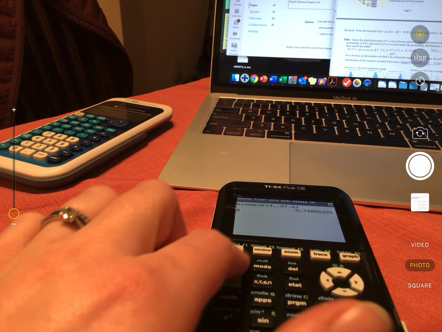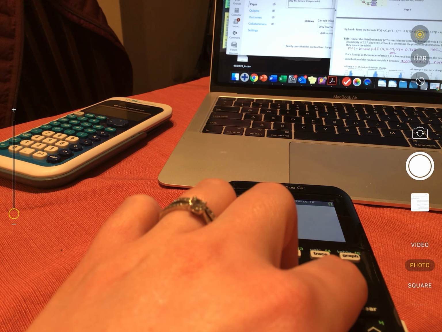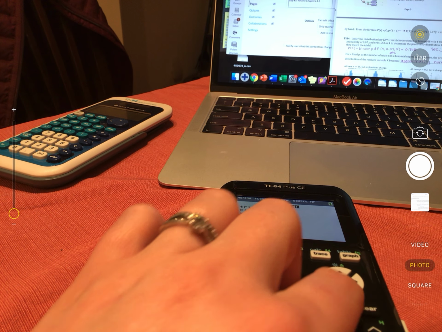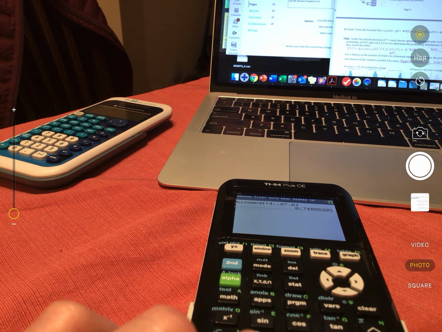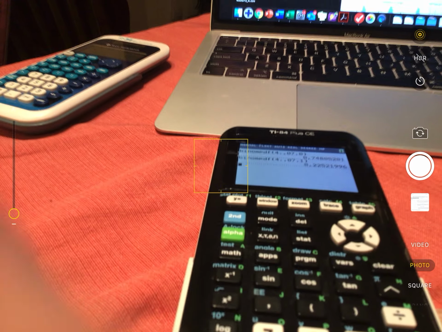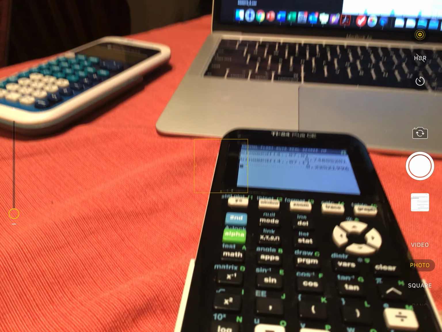You could try that again when we hit second vars. We're going to go down to binompdf. And I kept the trials and our probability the same, but if I hit 1, notice again this number, if my camera did not want to die, this number matches what we got.